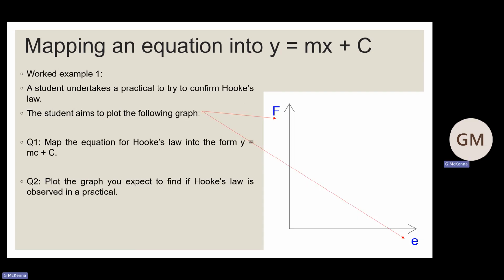Now here's worked example 1. A student undertakes a practical to confirm Hooke's law. The student aims to plot the following graph. So they want to put the force on the y-axis and extension onto the x-axis. If you could copy out question 1 and try to map the equation for Hooke's law into the form y equals mx plus c, and then question 2, and plot the graph that you'd expect if the material does obey Hooke's law. So pause the screen, copy those questions out, and complete them fully.